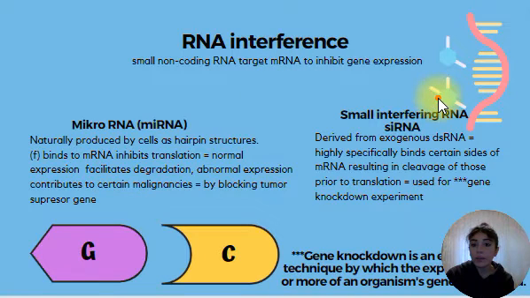Small interfering RNA is derived from exogenous double-stranded RNA, right? And it highly specifically binds to certain sites of mRNA, which results in cleavage of those prior to translation. And it's used mostly for gene knockdown experiments, when we work with mRNA, binding to certain genes in order to decrease their expression, right? So it works like that.